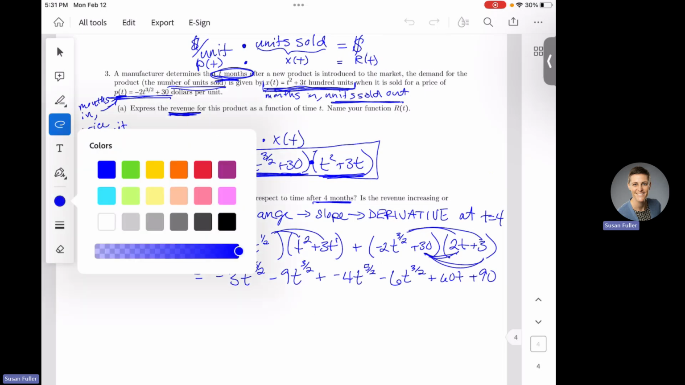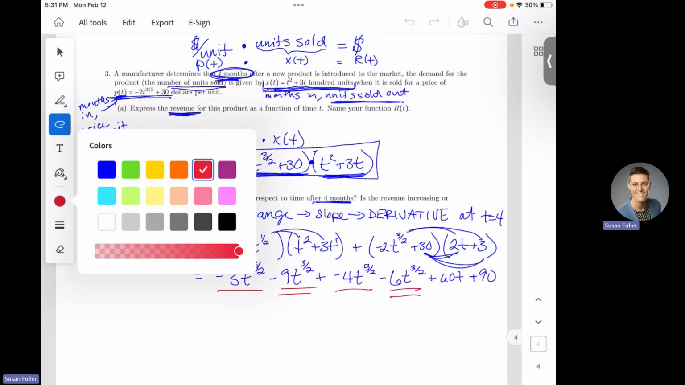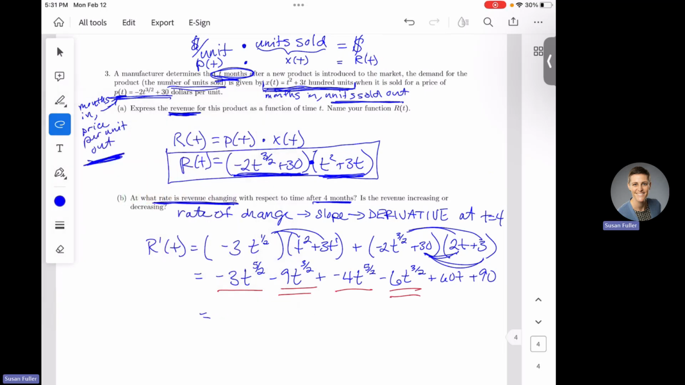Okay, so now I'm going to take a look here and see, do I have any like terms? Let's see, I've got t to the 5 halves. I've got some t to the 3 halves, and I think that's it. So then we'll combine like terms here. My 5 halves, negative 3 minus 4 gives me negative 7 t to the 5 halves. And then my t to the 3 halves, negative 9 minus 6 is minus 15 t to the 3 halves plus 60t plus 90.